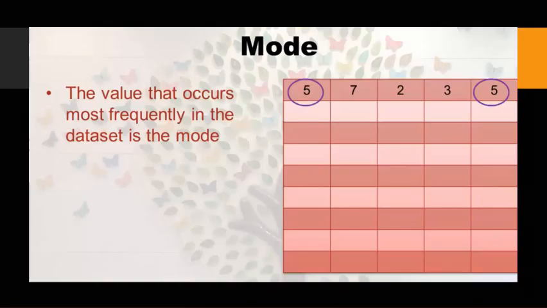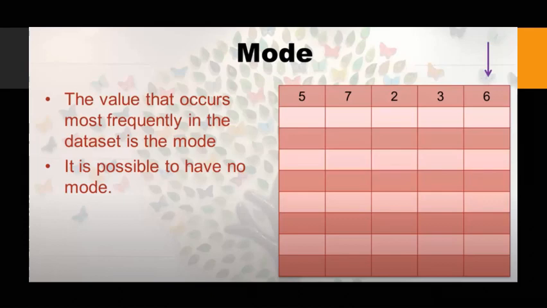Okay, so mode. Let's start with mode. This is probably the easiest. Let me show you. Mode is the value that occurs most frequently in the data set. So in this situation, if these were all the data points that we had, obviously the 5 would be the mode, right? Because that is the one value that occurs most frequently in this data set of 5 numbers.